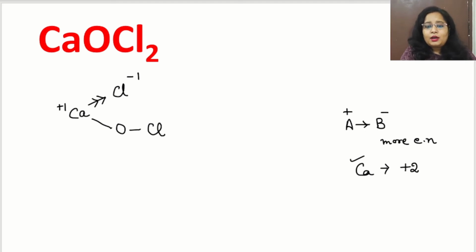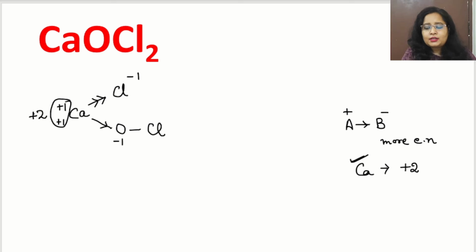Now come to the second point, calcium and oxygen. In this bond, oxygen is more electronegative than calcium because calcium is always, we know, +2. So again what will happen? Oxygen will acquire -1 charge, it will take the electrons, and calcium will have again +1 charge. So collectively we can say now calcium is having +2 charge, and this is proved. Calcium is having +2 charge.